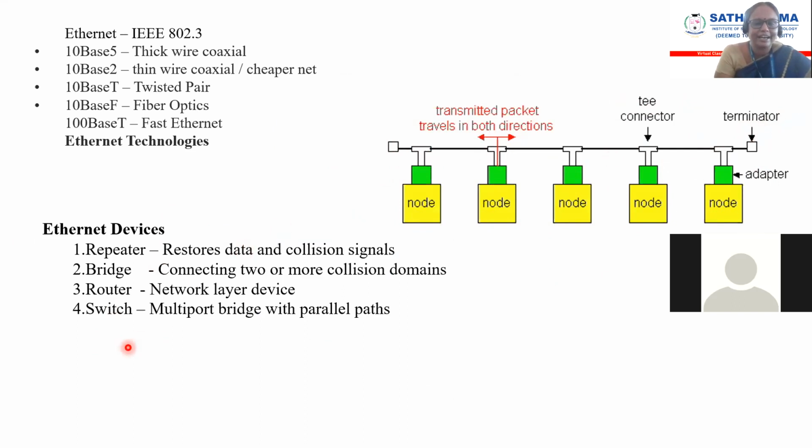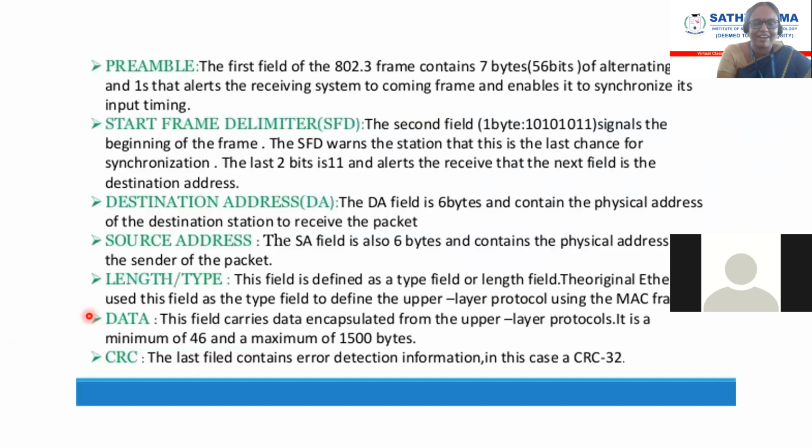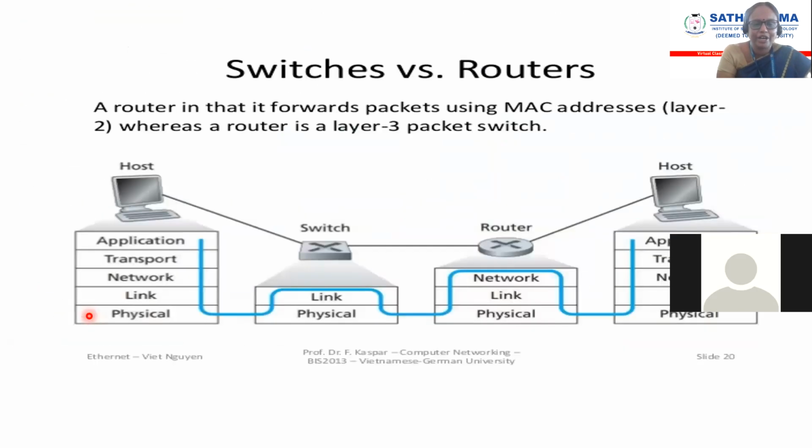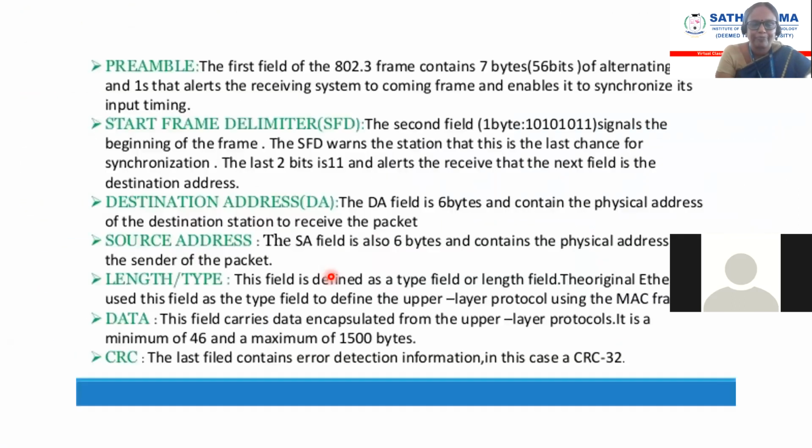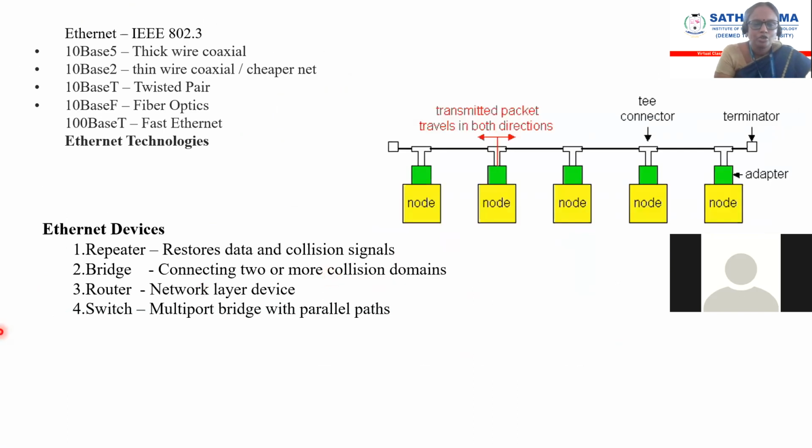Okay, so in Ethernet we have these devices: repeaters, bridge, router, switch and all. Router, I told you, is connected via the network layer. Switches we have already seen. Here you have seen switch and router. Router is mainly for the network, and switch is to connect with the link layer. So switch, router, bridge connect two or more collision domains, and repeater restores the data and the collision signals. So these are the Ethernet devices we were connecting.